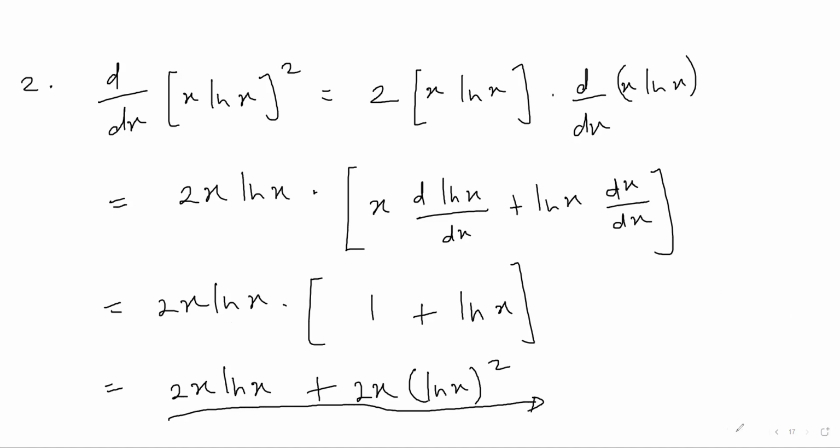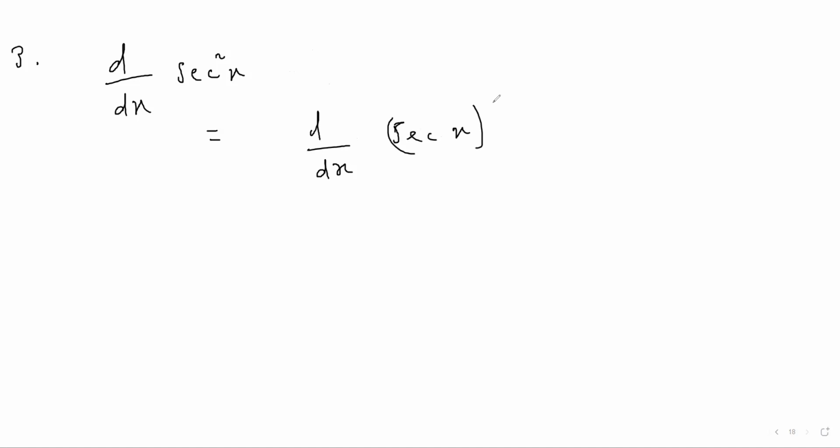Okay, so now let's move on to the next one, which is the last one. In the last one, we are required to calculate the derivative of the following. We've got the derivative with respect to x of sec squared x. Now again, sec squared x is the same thing as sec x to the power 2. This is the same thing as the derivative with respect to x of sec x to the power 2, like that. Again, you're going to use the power rule.